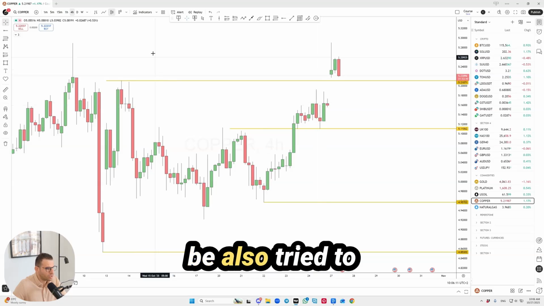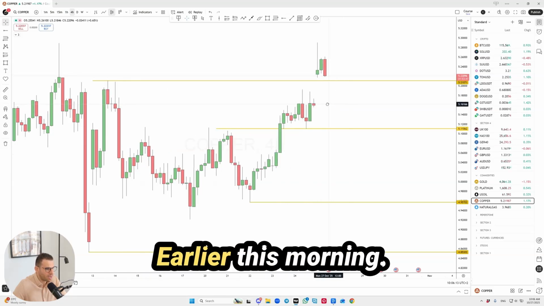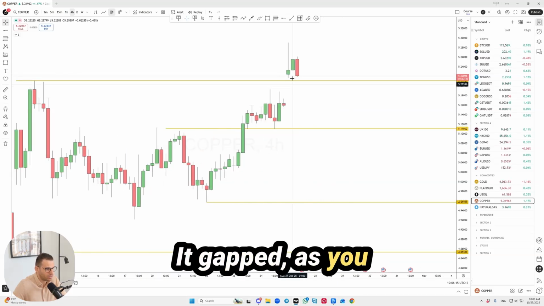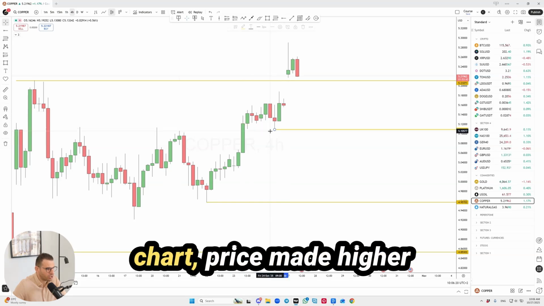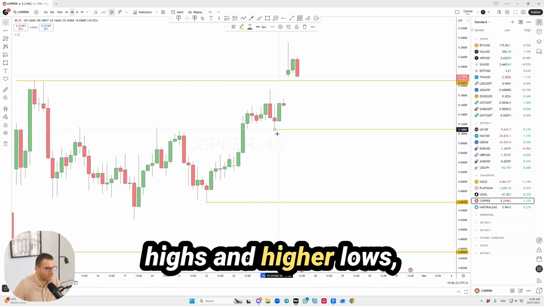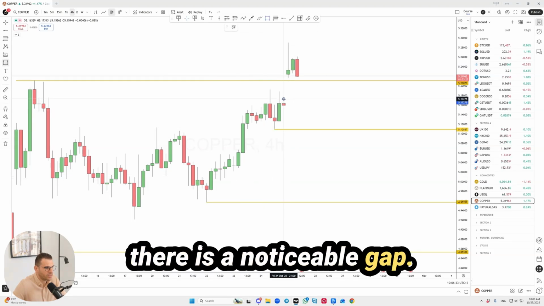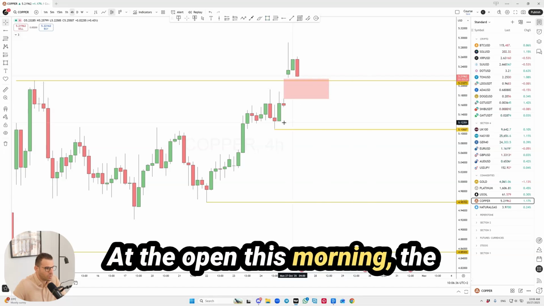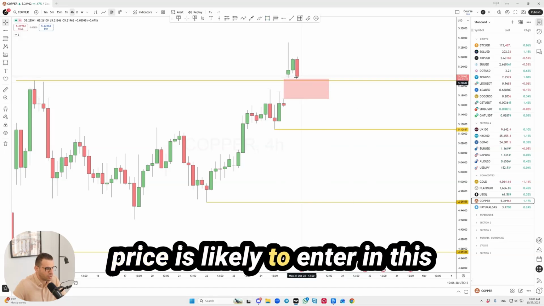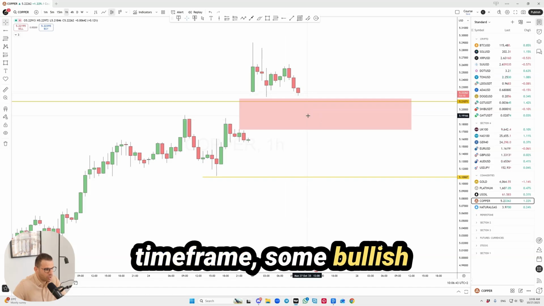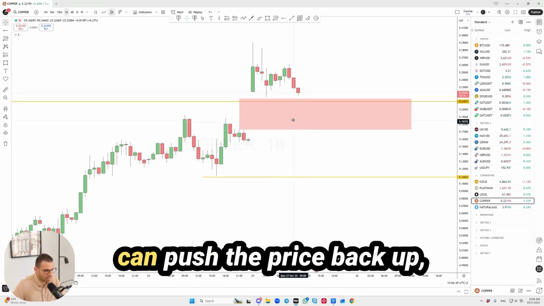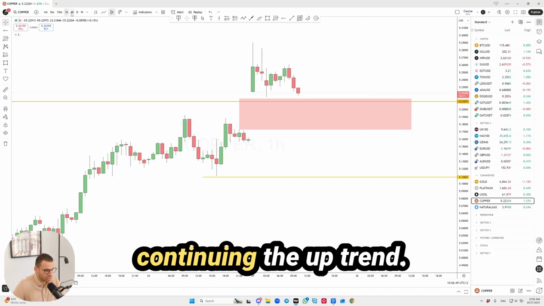Copper also tried to push to the upside earlier this morning. It gapped, as you can see here. It has more bullish than bearish implications based on the 4-hour chart. Price made higher highs and higher lows. There is a noticeable gap at the open this morning. The price is likely to enter in this territory, and on the lower time frame, some bullish reversal price actions actually can push the price back up, continuing the uptrend.